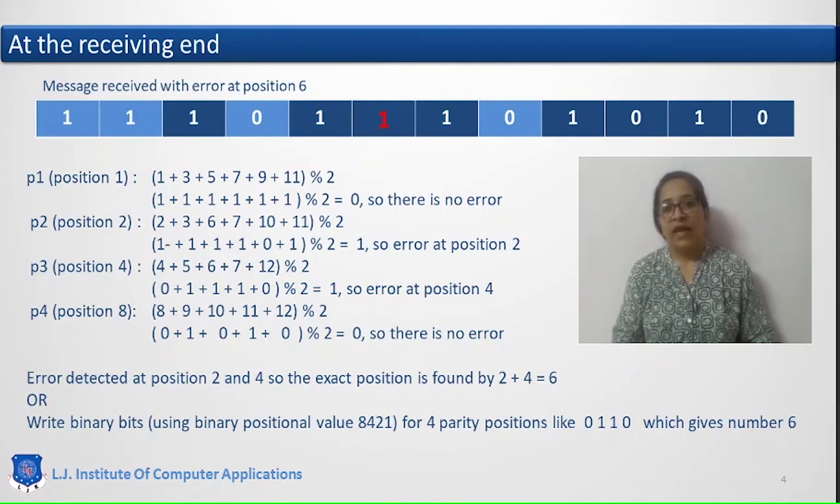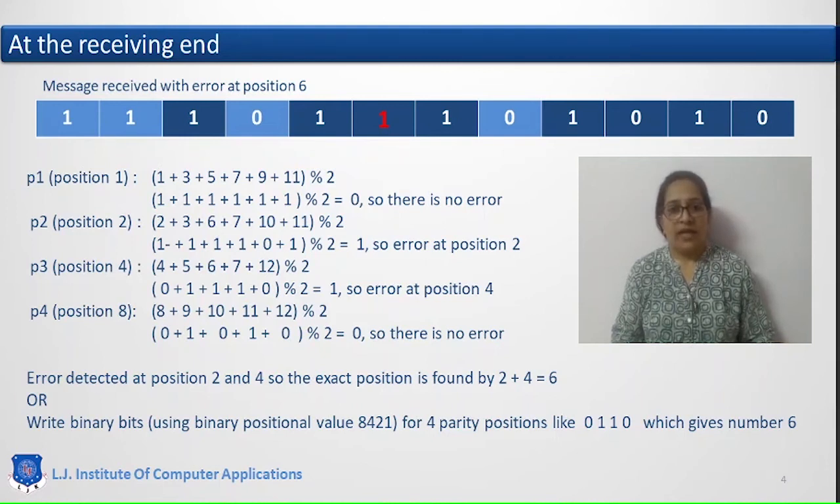Now what to do with this number 2 and 4? So either we can add 2 plus 4, we will get 6 as the result, that is the 6th position is having the error. Here we can see that instead of 0, the receiving end has received 1. So now the receiver has detected an error at position 6. So it can correct it by removing 1 and replacing it with 0.